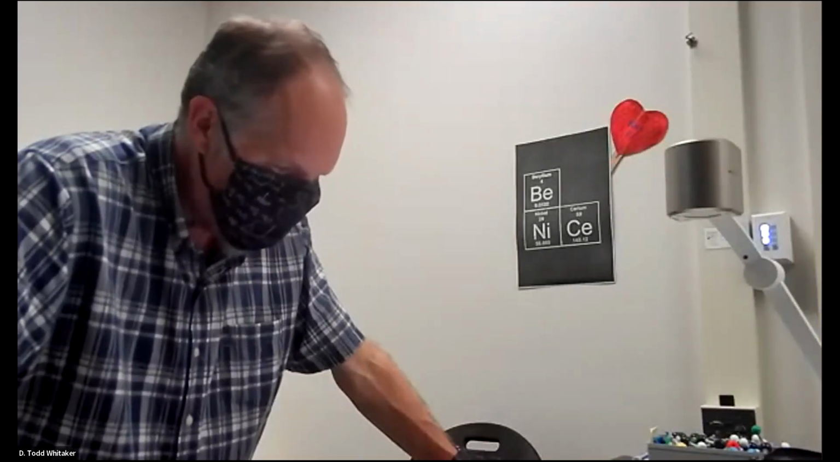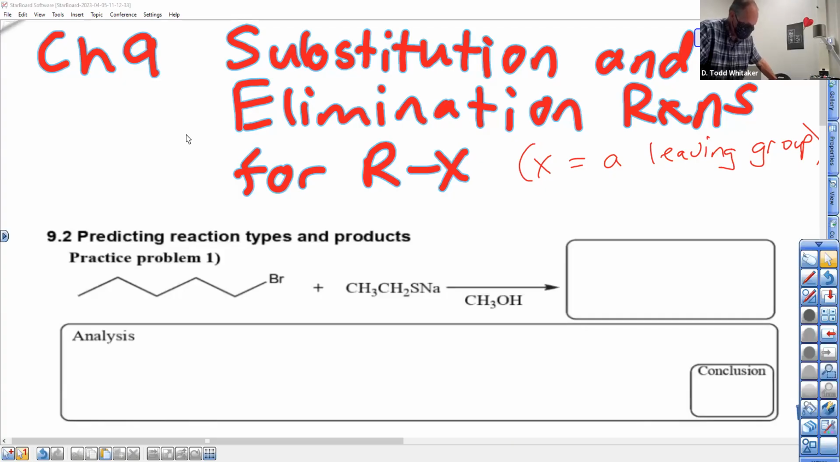We are moving on to chapter 9, everybody. In chapter 9, we're going to study substitution and elimination reactions for RX. X is a leaving group. What does that even mean? Well, it means it's going to leave.